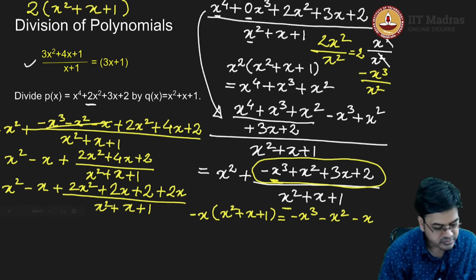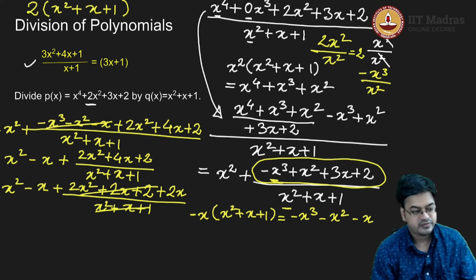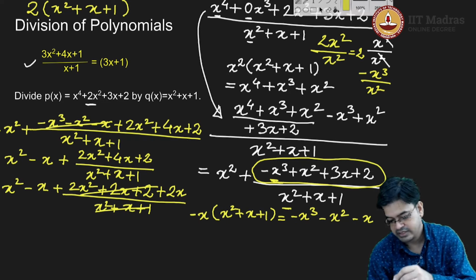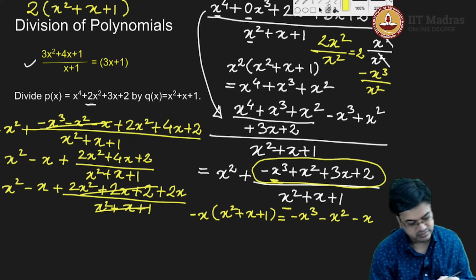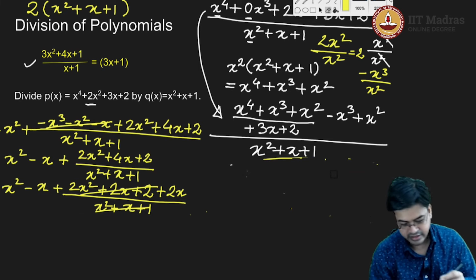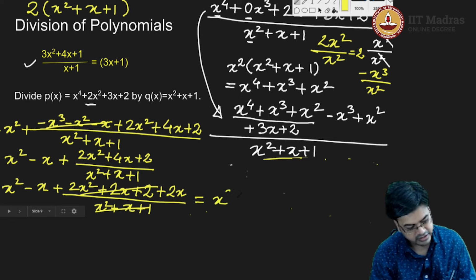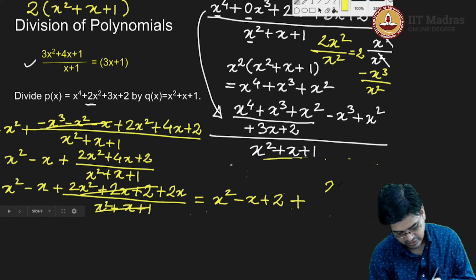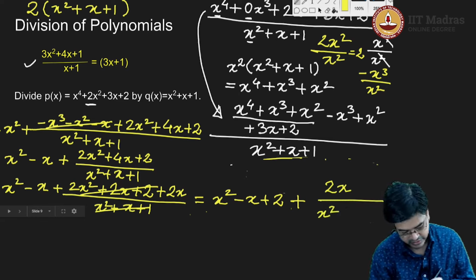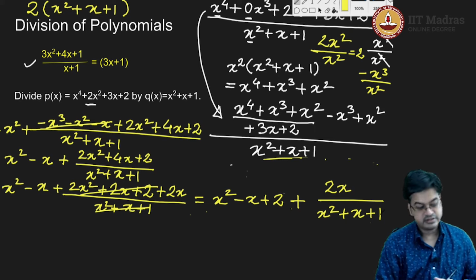So now if you look at this term, you can take out 2 common and this will cancel off with this denominator, and therefore the final expression, I am running short of space, so let me erase some terms over here so that I will get some space. So you can rewrite this to be equal to x square minus x plus 2 plus 2x upon x square plus x plus 1. This will be the final answer to this division.